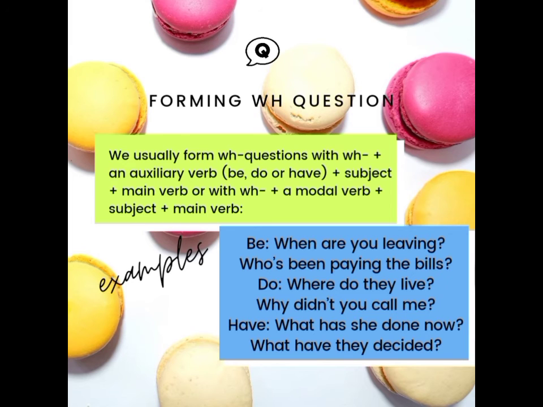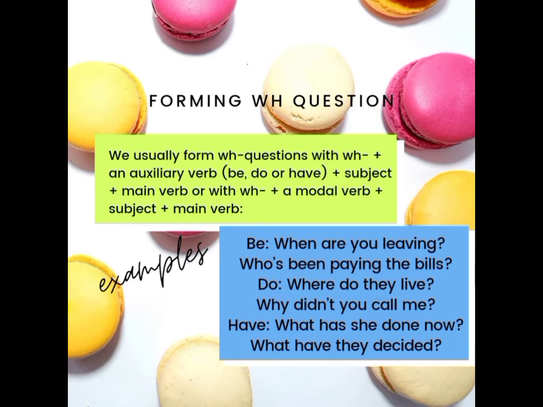Let's take a look on the examples. Kita lihat yuk contohnya. First example, using auxiliary verb be. When are you leaving? Who's been paying the bills? Nah, be-nya di sini yang digunakan adalah are dan is. Next example, using auxiliary verb do. Where do you live? Why didn't you call me?